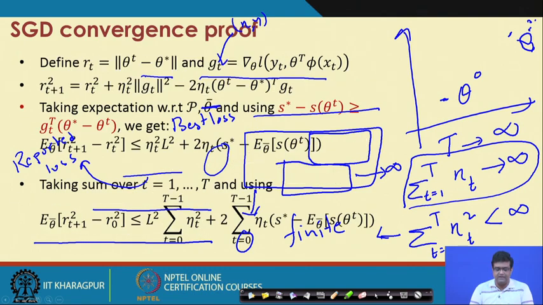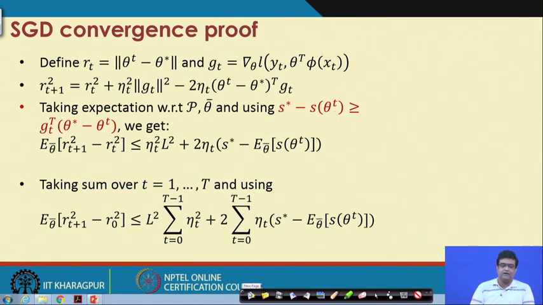Okay. Now, how will we show this? First, we define these two quantities. First is this R t, which is the residual, theta t minus theta star. So, this is in some sense how far away your t-th iterate of the parameter, which is theta t, is from the optimal parameter. And the second quantity is, of course, the value of your gradient, which is given by G t.